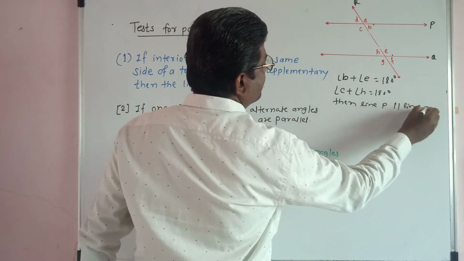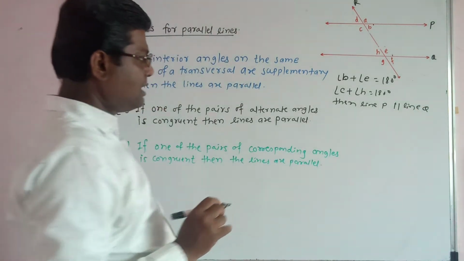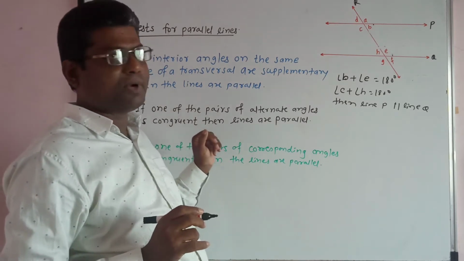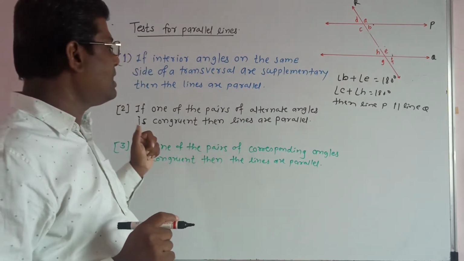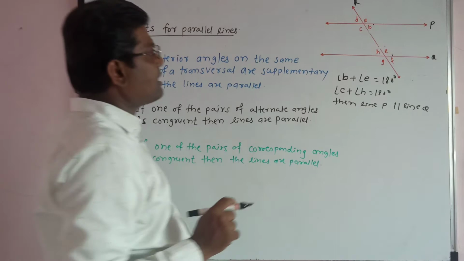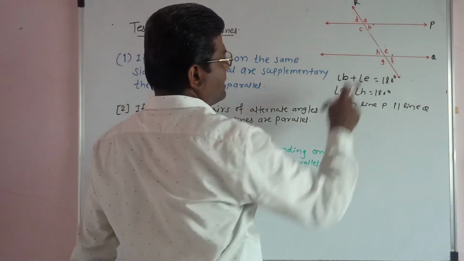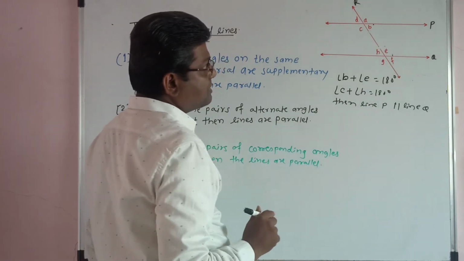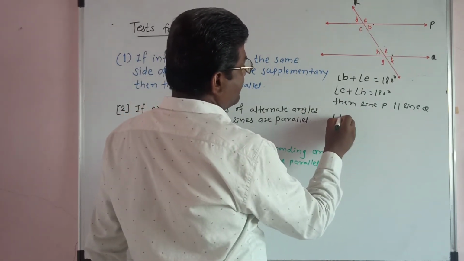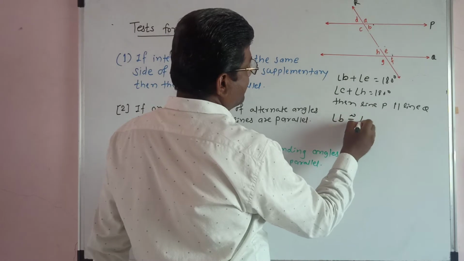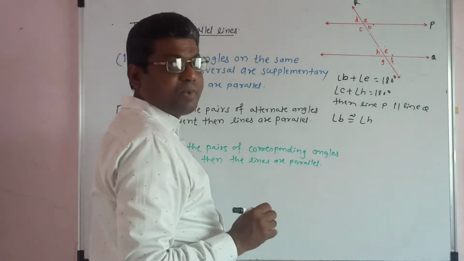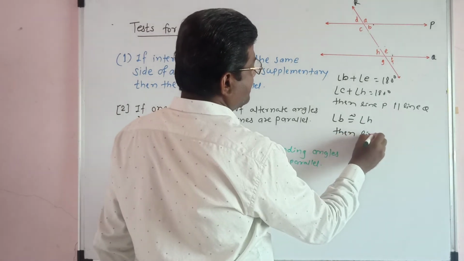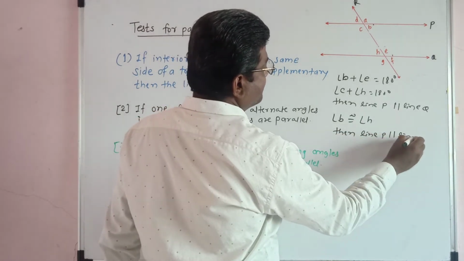This is the first test. Now test number 2. If one of the pairs of alternate angles is congruent, then the given lines are parallel to each other. Angle B and angle H are alternate angles. Angle C and angle E are also alternate angles. Then if angle B is congruent to angle H, one pair of alternate angles is congruent, then line P parallel to line Q.